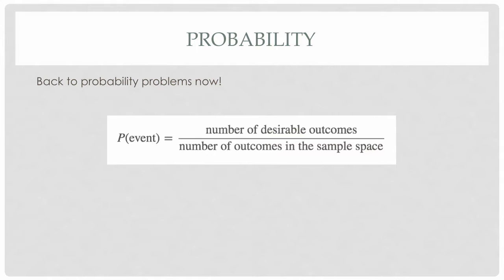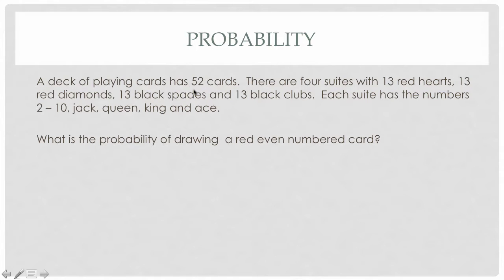What is probability? In case you need a refresher, probability is the probability of an event happening. We need to know how many total different ways or outcomes could happen, and out of those, how many are possible desirable outcomes that we do want. That's our probability formula. You have to count the number of outcomes and the number of desirable outcomes, and you divide them. Let's do an example with playing cards.